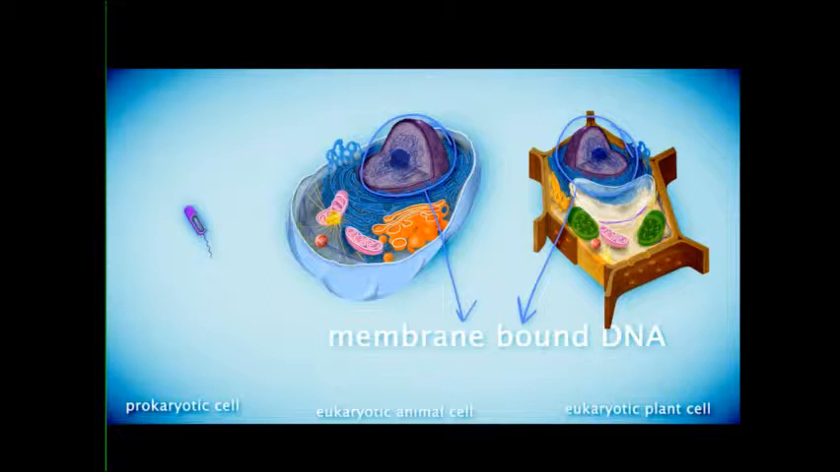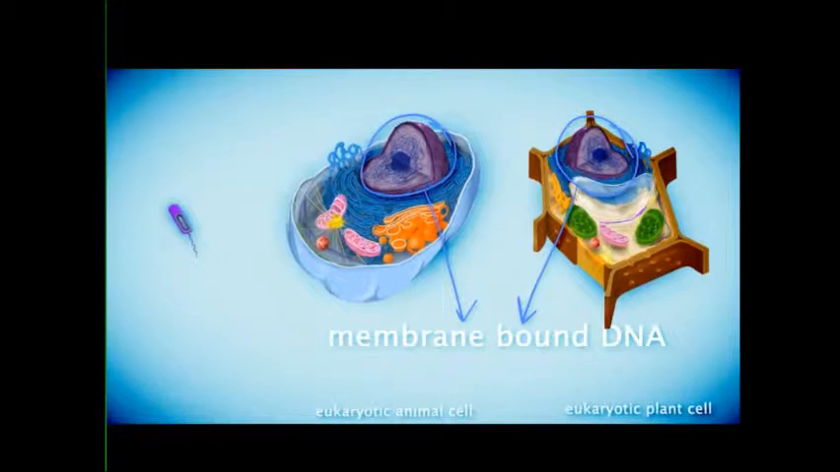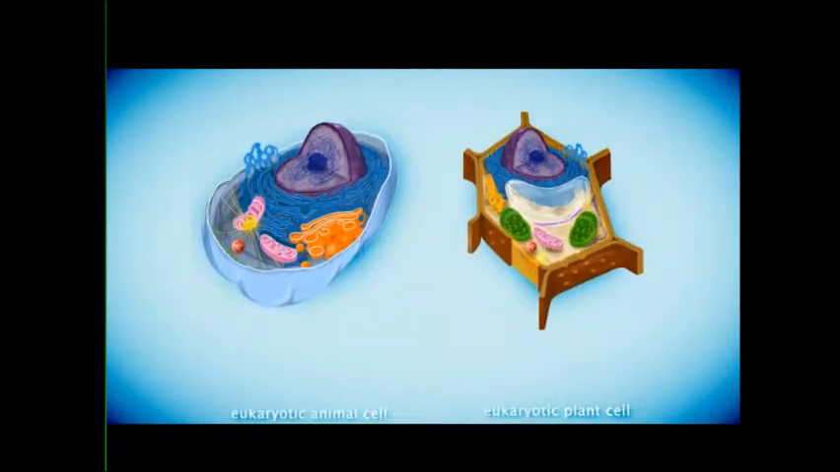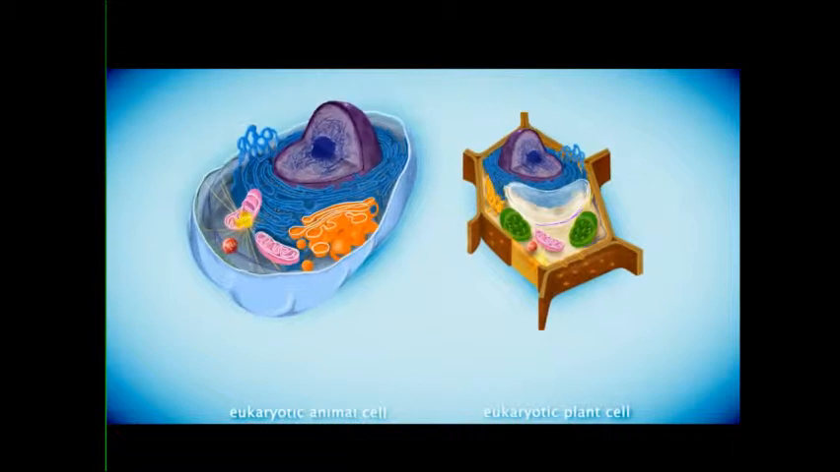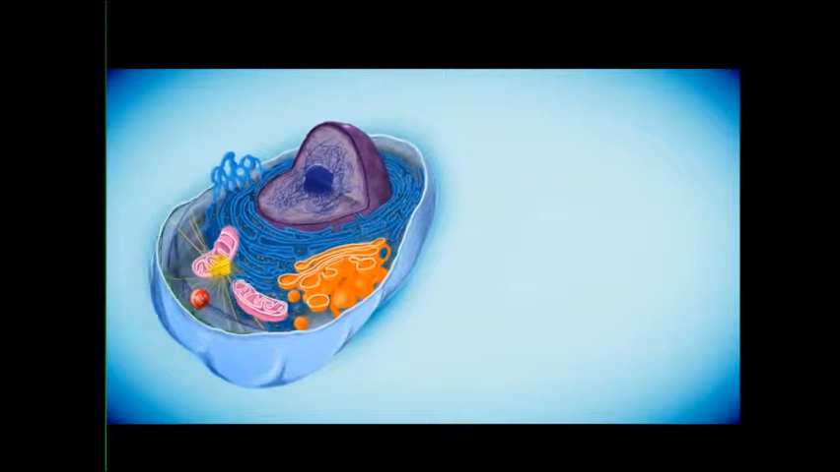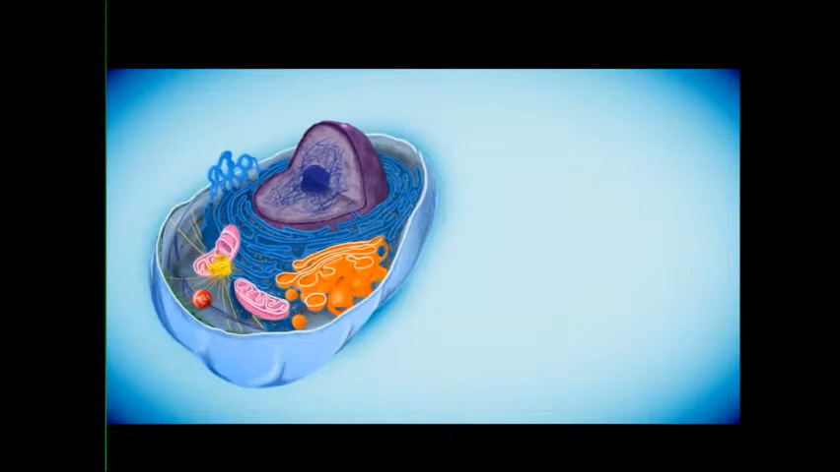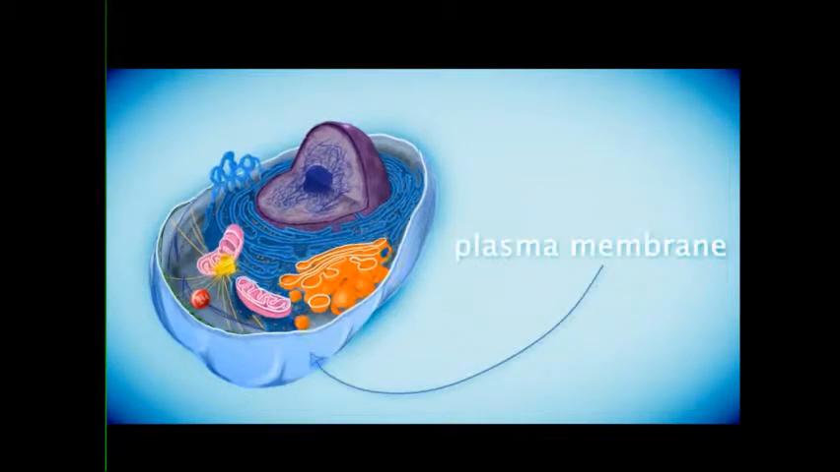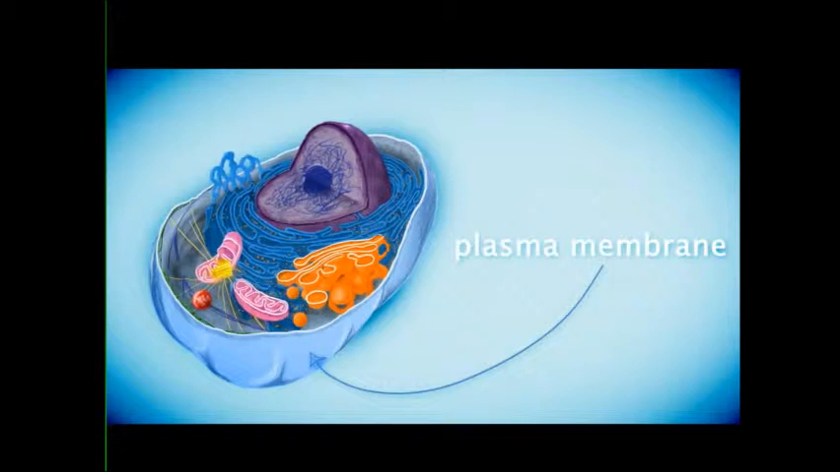Eukaryotic cells have more organelles and therefore are bigger than prokaryotic cells. The main difference between prokaryotic and eukaryotic cells is that eukaryotes' DNA is membrane-bound inside a nucleus, whereas a prokaryote's DNA is not membrane-bound. We will look at the two main eukaryotic cells, animal cells and plant cells. Animal cells cannot make their own food and must rely on the consumption of other materials.